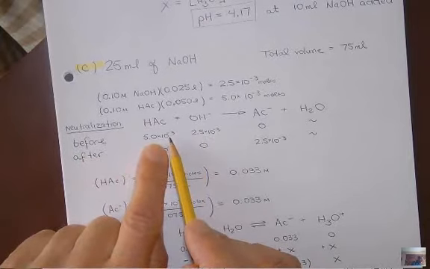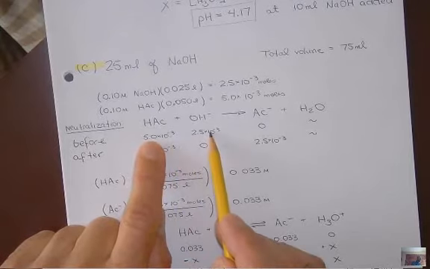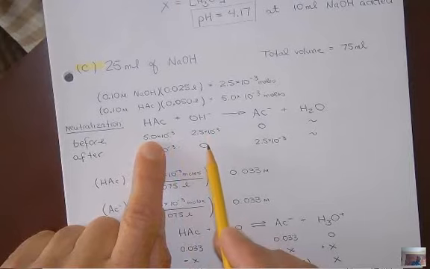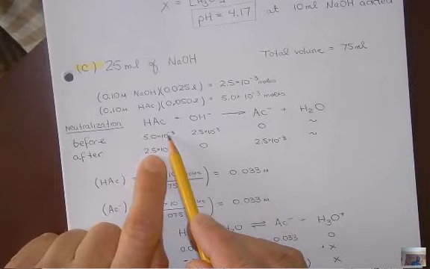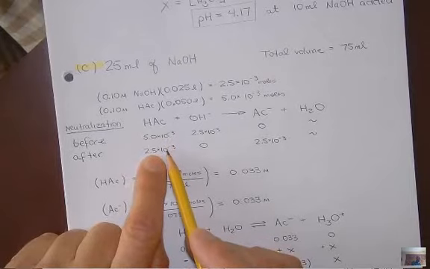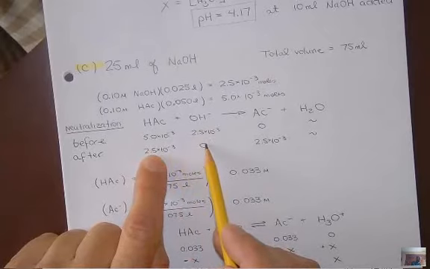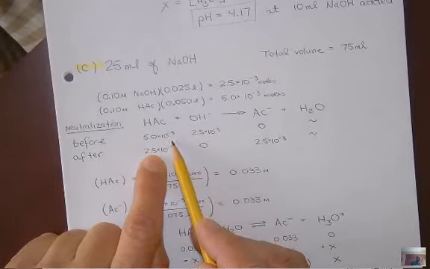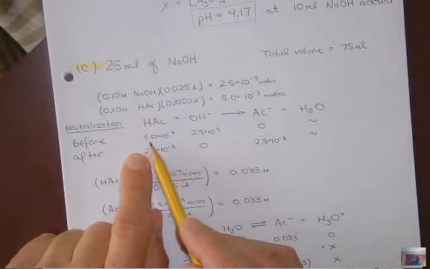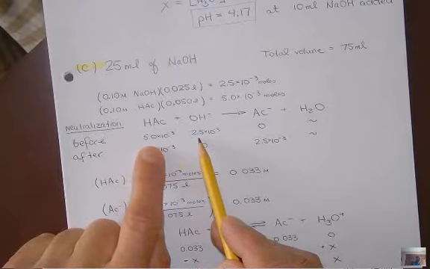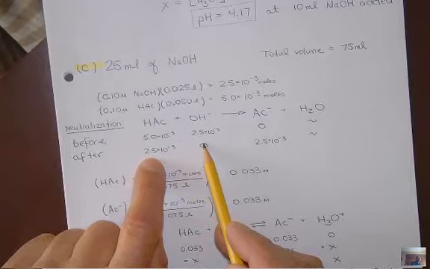So all of this material is going to react. Why? Because this is half as much as this. So this goes from 2.5 times 10 to the minus third down to 0. Okay, what happens here? This starts out at 5 times 10 to the minus 3. Half of 5 is 2.5, right? As this guy uses up 2.5, you use up 2.5 here, so 2.5 is left. Does that make sense? So if I did a minus here, both of these would be minus 2.5. So 5 minus 2.5 gives you 2.5. 2.5 minus 2.5 gives you 0.